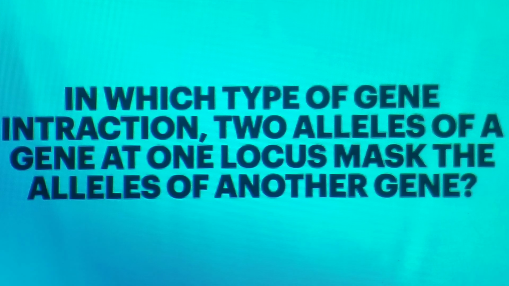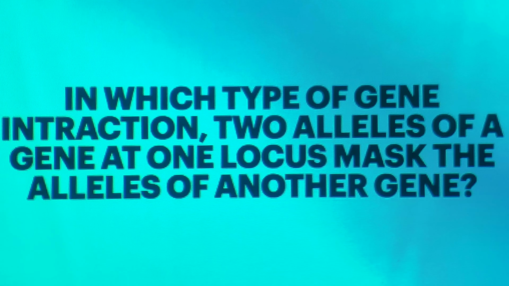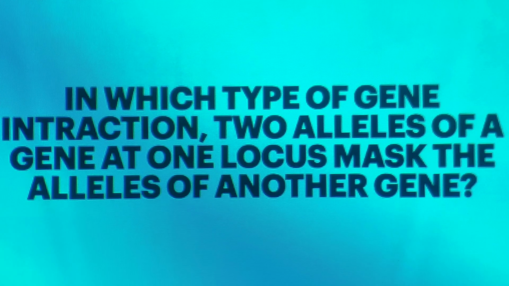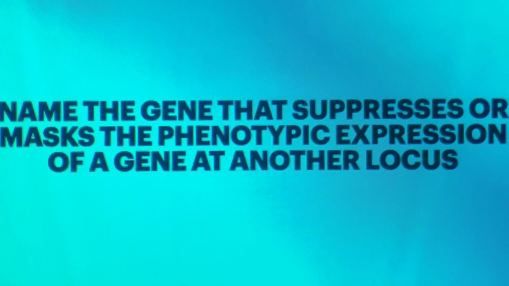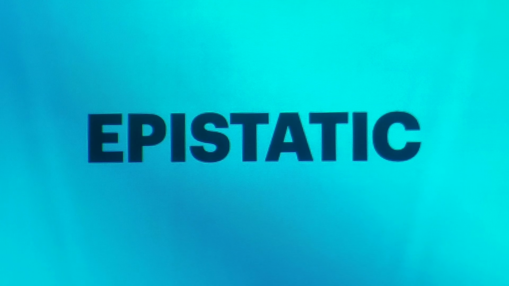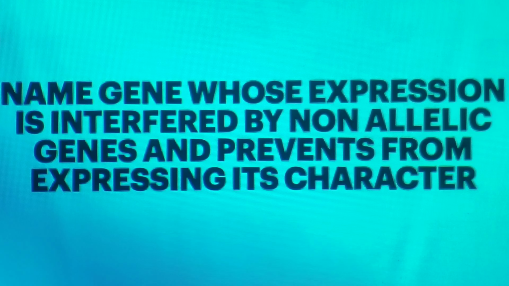In which type of gene interaction do two alleles of a gene at one locus mask the alleles of another gene? Dominant epistasis. Name the gene that suppresses or masks the phenotype expression of a gene at another locus. Epistatic. Name the gene whose expression is interfered with by non-allelic genes and prevented from expressing its character.